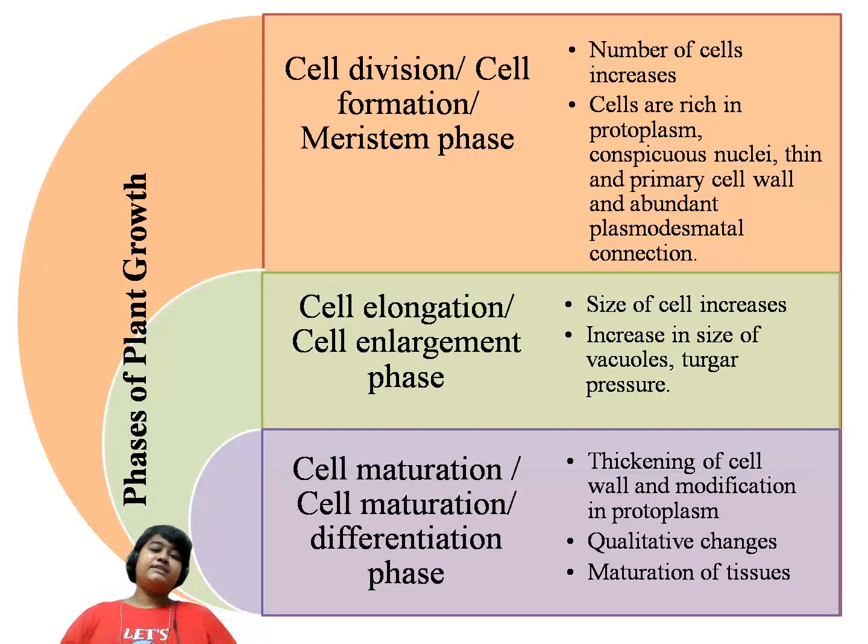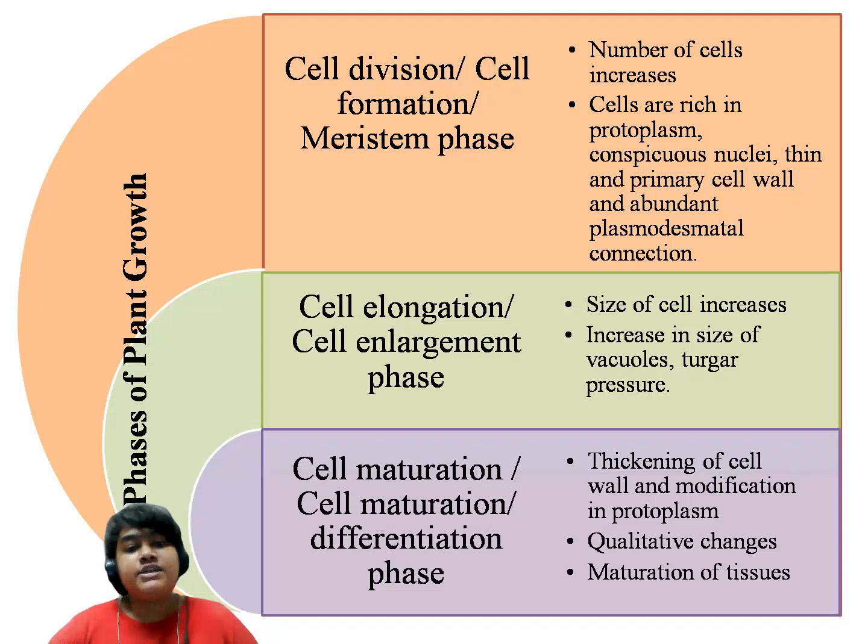So what happens in cell division? As the name simply suggests, the cells divide in this phase and the number of cells increases during this phase. Usually, this cell division occurs in the meristematic region of the plants. So that is why it is also known as the meristematic phase. Now, what happens during this?